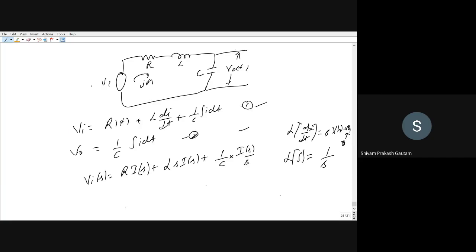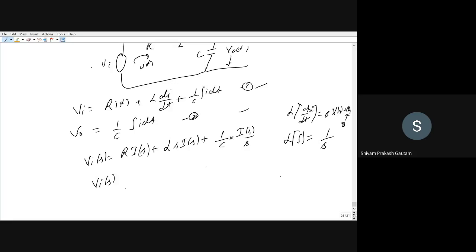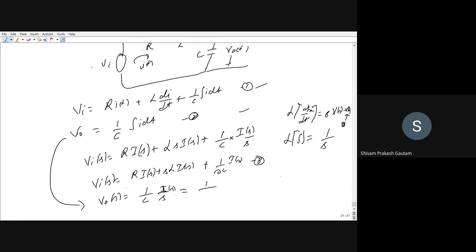If you rewrite this equation in a better way, Vi(s) will be equal to R I(s) plus sL I(s) plus 1/(sC) into I(s). This is our equation number 3. Now you have to take the Laplace transform of the second equation. This will be V0(s) equal to, again, 1/C. What is the Laplace transform of integration? Again, 1/s, and the Laplace transform of i will be I(s), considering initial condition to be 0. So again, you can write it as I(s) upon sC. This is equation number 4. Now the transfer function.